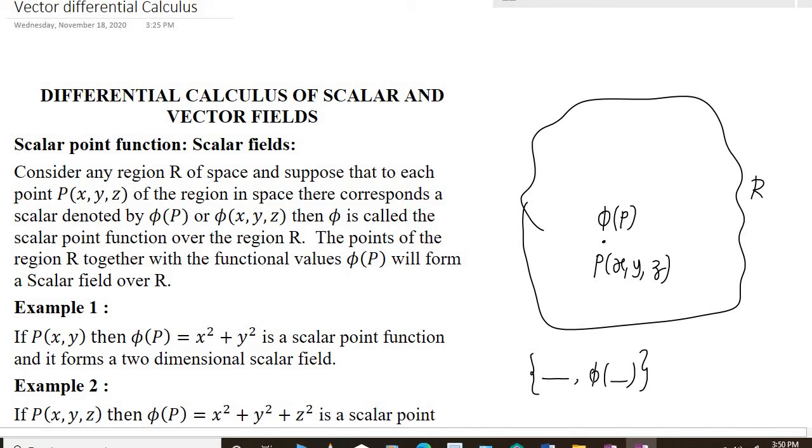If we take here P, then we want to calculate phi of P. If we take Q, then we want to find out phi of Q. Like that, this is said to form a scalar field over R.